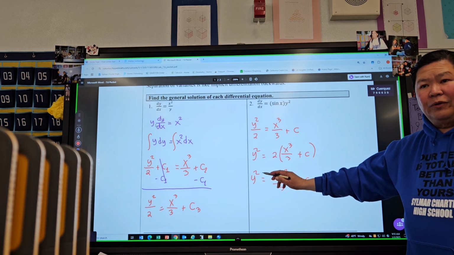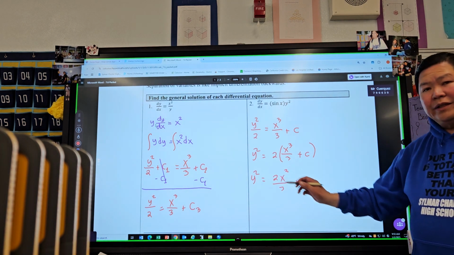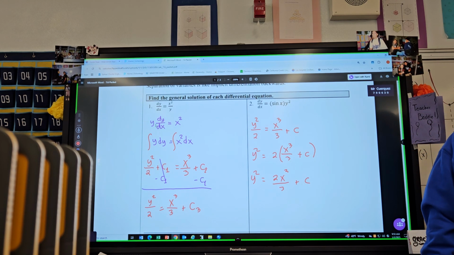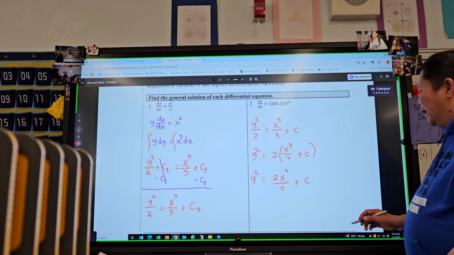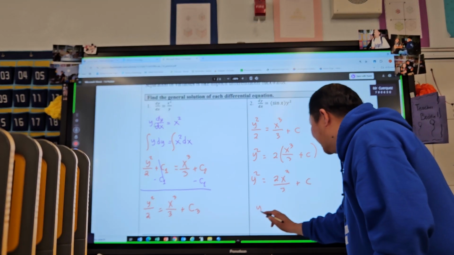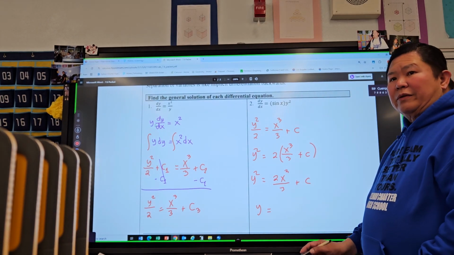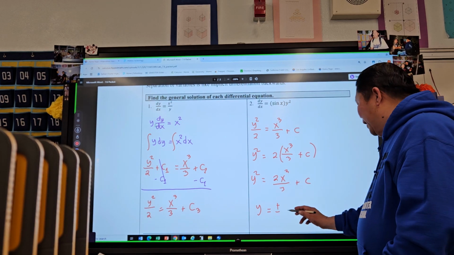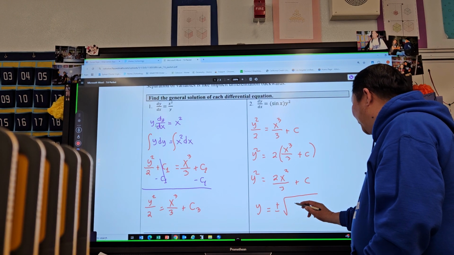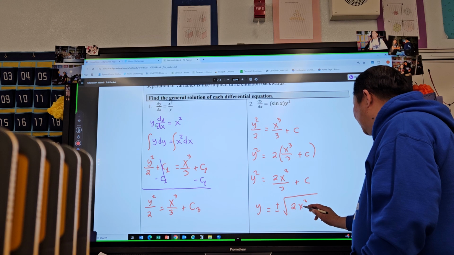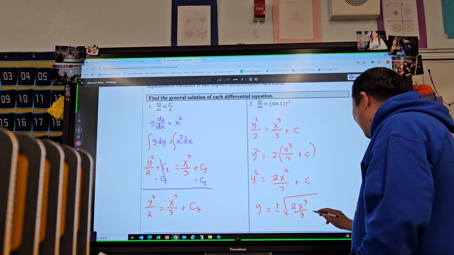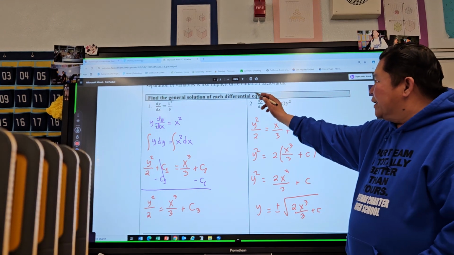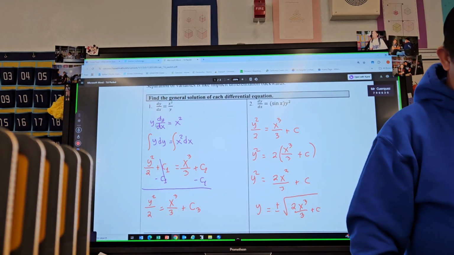Are we done? Remember, we are solving for y. So what to do? This is a square, right? Y square, so we're gonna square root both sides. Do you get me? So our final answer would be y is equal to, if we take the square root on both sides, we're gonna have plus and minus, right? Plus and minus the square root of 2x cubed over 3 plus the constant. This is our answer, and this is general solution.